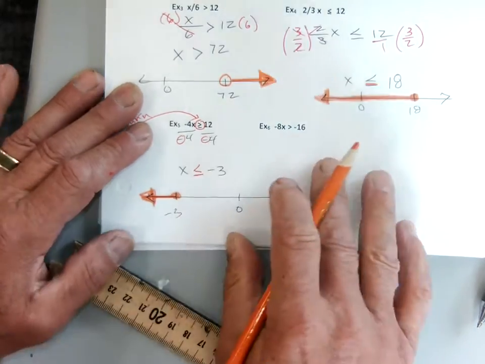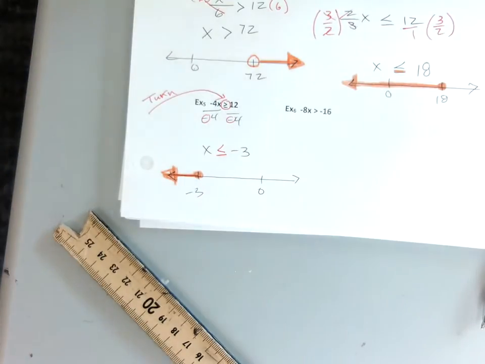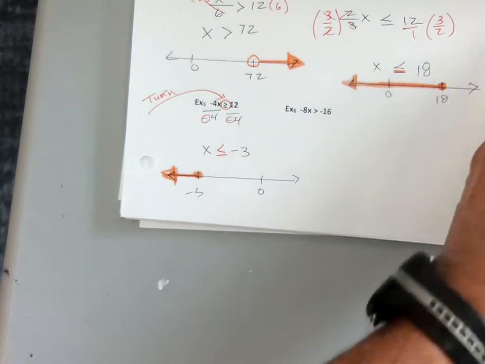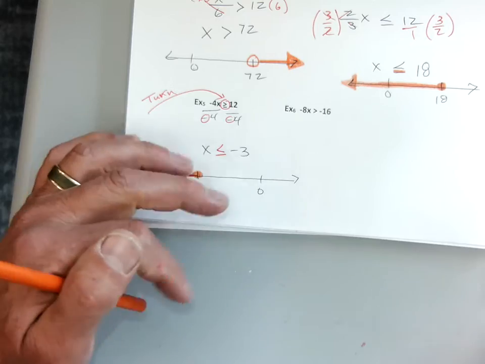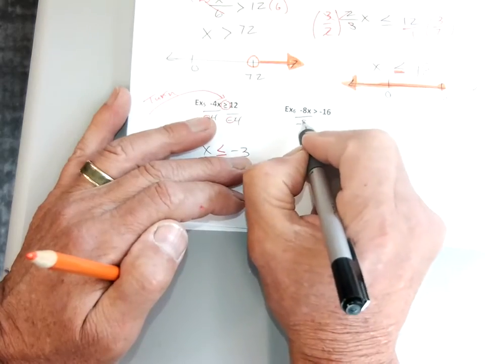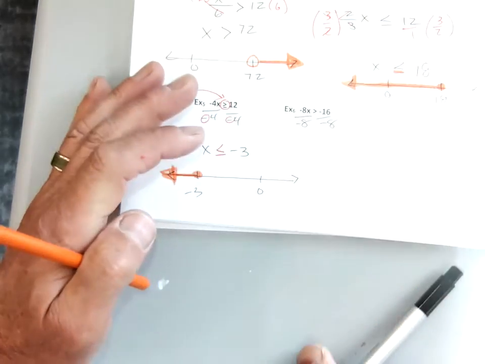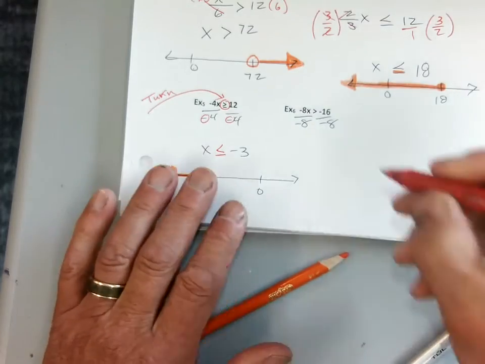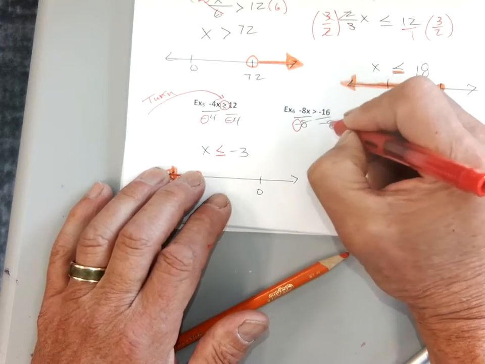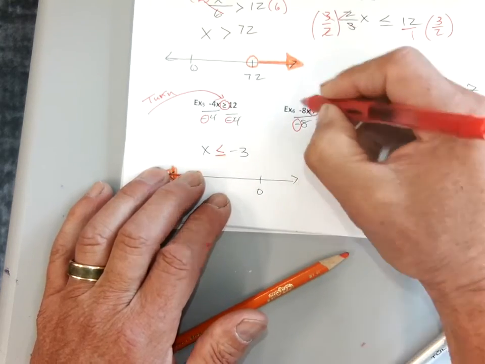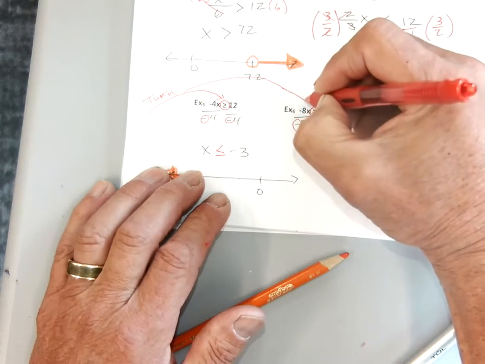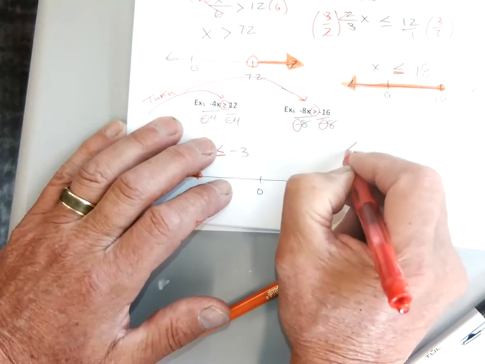All right, show me thumbs up on that one. Okay, good. Good, okay? Example 6, same way. I'm going to divide by negative 8. If I divide by a negative, I'm going to turn the sign. So I'm going to make it less than. Okay?